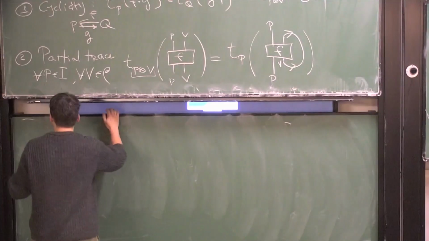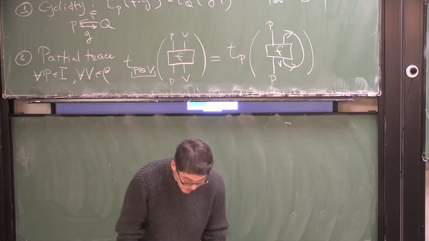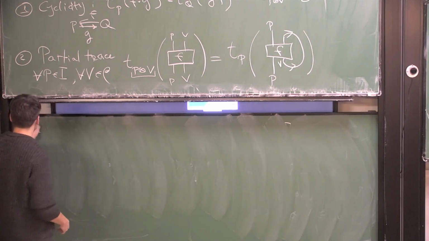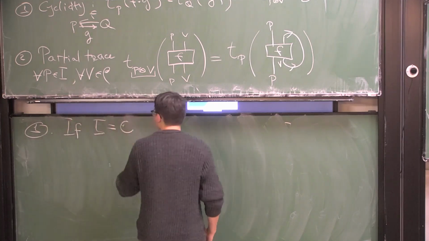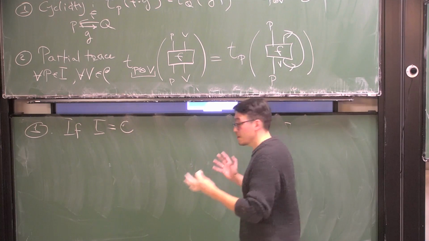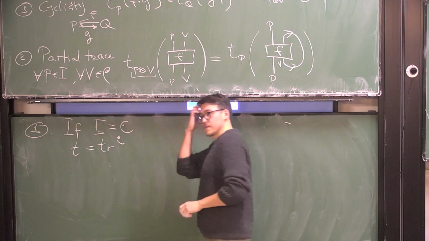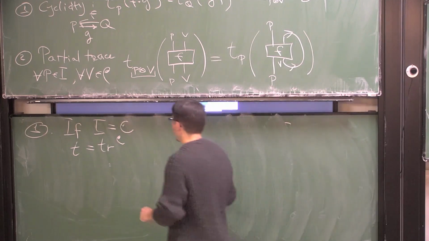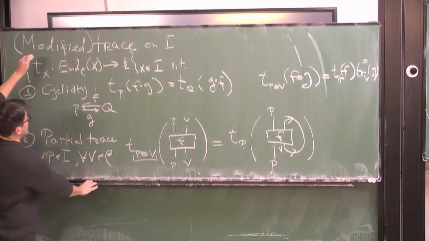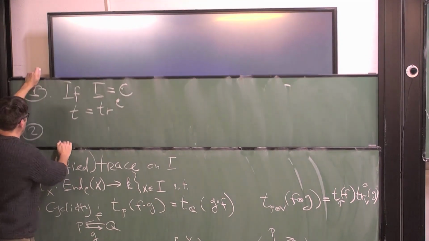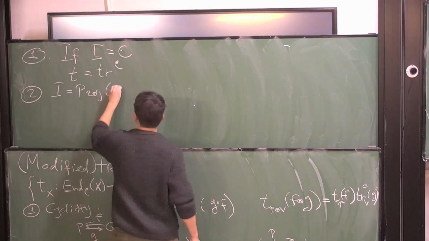Okay. And to find such traces, maybe I will give you some properties. So if the ideal I is the whole category C, there is a unique solution up to scalars: the modified trace T is the categorical trace of C. Second, maybe an example. An interesting ideal I is a projective object.